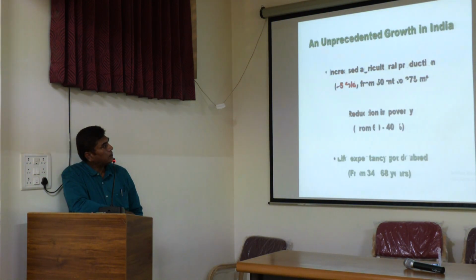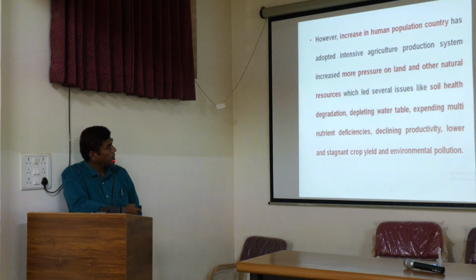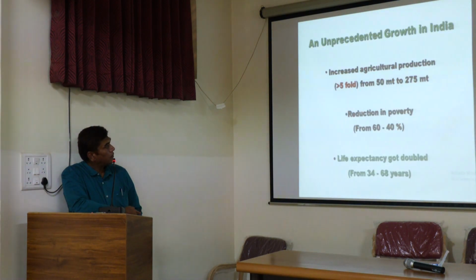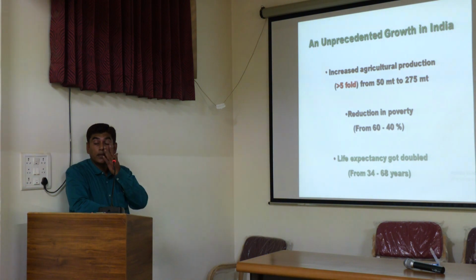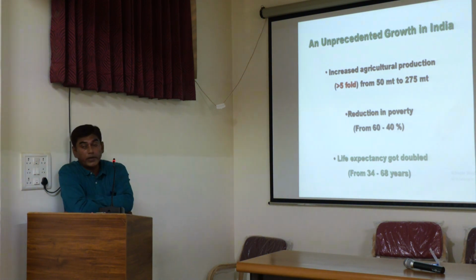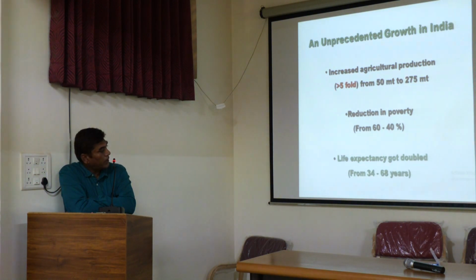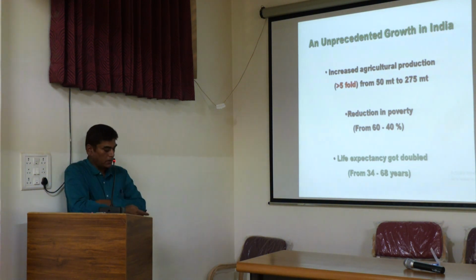Just you see there is a 5-fold increase in the food production, as you know, 50 metric tons to 275. And one more important thing, our poverty of the nation went from 60% to 40%, a reduction. And life expectancy got doubled, 34 to 68 years.